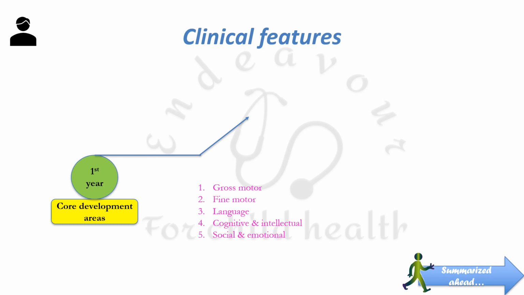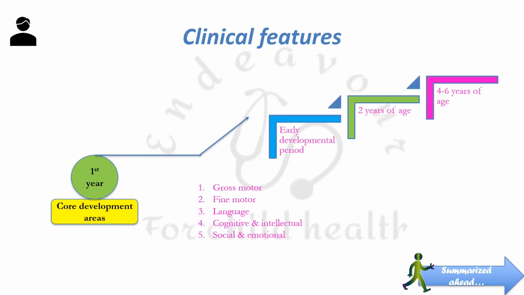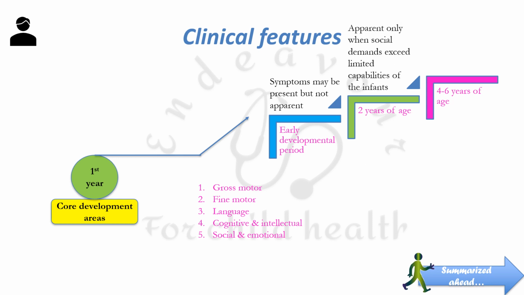So, what the statement says is that in the early developmental period, the symptoms may be present but might not be apparent. By 2 years of age, the symptoms usually become apparent because this is the time when the social demands of a baby exceed its limited capabilities. Sometimes, when the symptoms are very mild, it may take around 4 to 6 years of age to manifest the same.